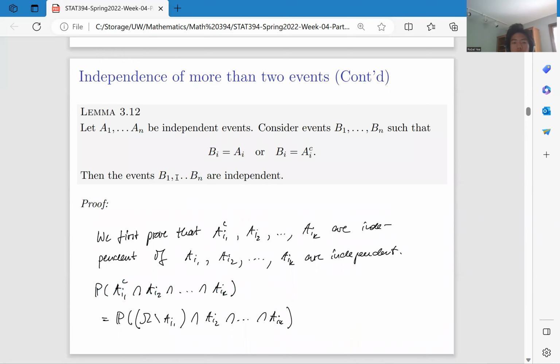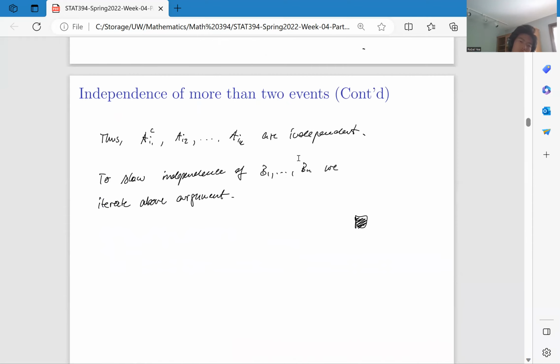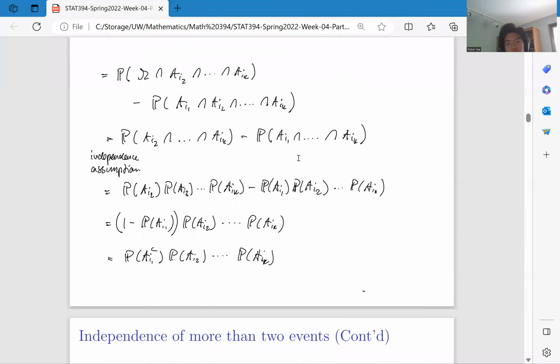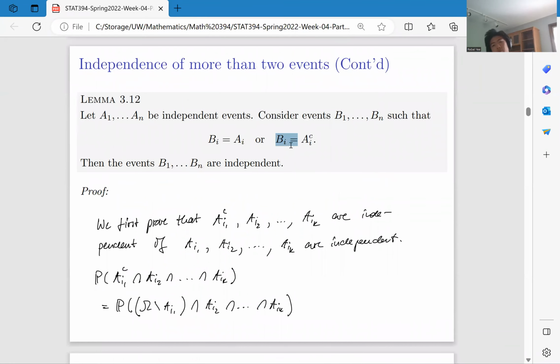So we already proved B1 to Bn is independent if B1 is equal to the complement of A1 and all of the other Bi is equal to Ai. Now, because this is only a trivial case, we cannot yet say that all of the B are independent if for any of the Bi, Bi is equal to Ai or Bi is equal to Ai complement.